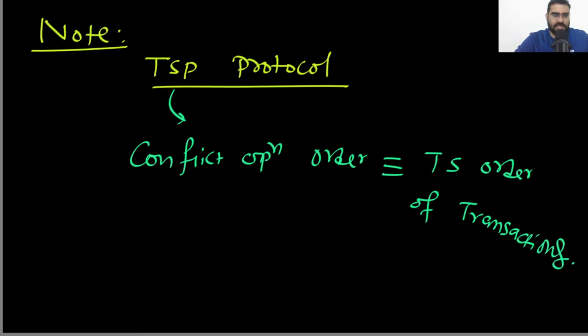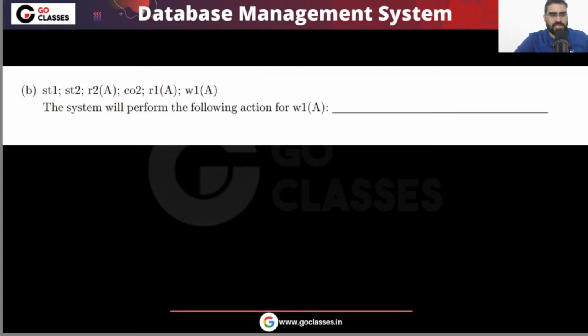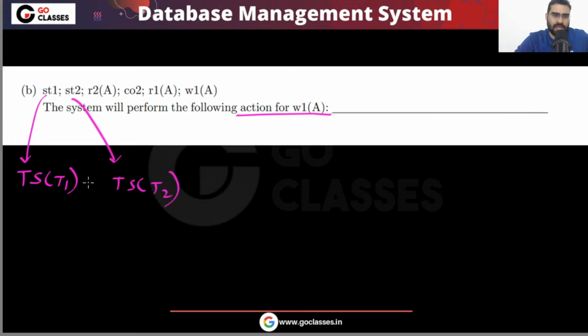Anyway, let's come to this question. Tell me the answer for this one. What action will be taken for W1A? First transaction T1 starts, so T1 will get a timestamp. Then transaction T2 starts, and T2 will also get a timestamp. You can notice the T1 timestamp is less than the T2 timestamp. Now this is the question, and this is T1, this is T2.